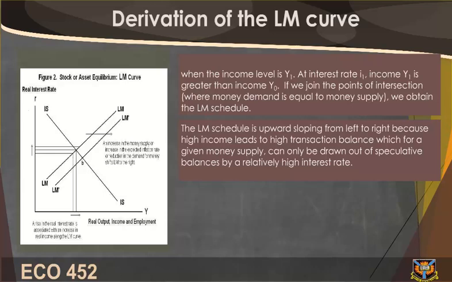If we join the points of intersection where money demand is equal to money supply, we obtain the LM schedule. The LM schedule is upward sloping from left to right because high income leads to high transaction balance, which for a given money supply can only be drawn out of speculative balances by a relatively high interest rate.